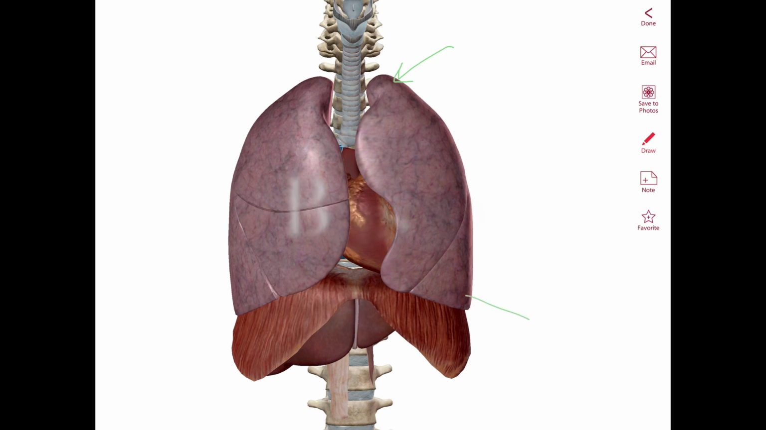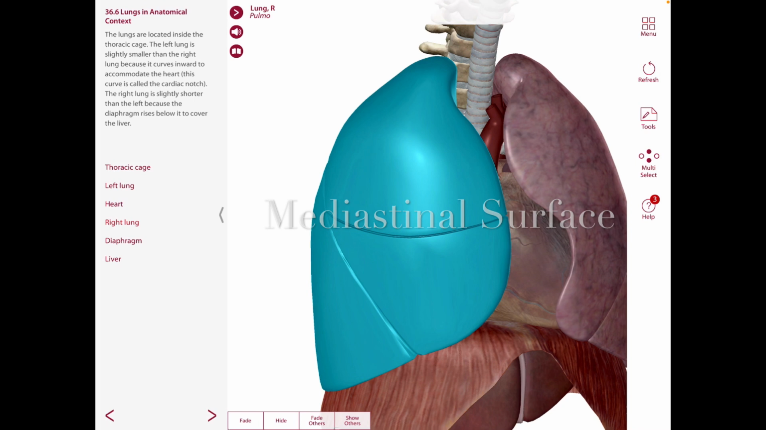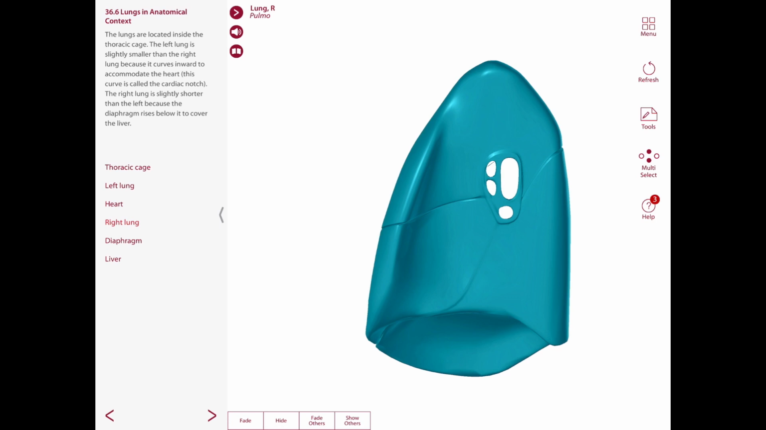Then we've got the base, which is also known as the diaphragmatic surface, which will be right here inferiorly. And this is directed inferiorly, concave, and it's related to the diaphragm. This is the diaphragm, as you can see right here. There's also a costal surface here and here, which is convex. It's related to the ribs, the costal cartilages, and the intercostal spaces, and a mediastinal surface, which faces medially, related to the mediastinal structures.